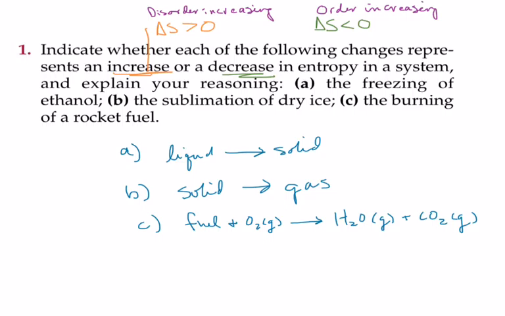Basically, indicate which one represents an increase in entropy. Now, if it's an increase in entropy, delta S is positive, and disorder is increasing. Or is it a decrease in entropy, negative delta S? And in that case, order is increasing. Okay, so you should do okay with that.